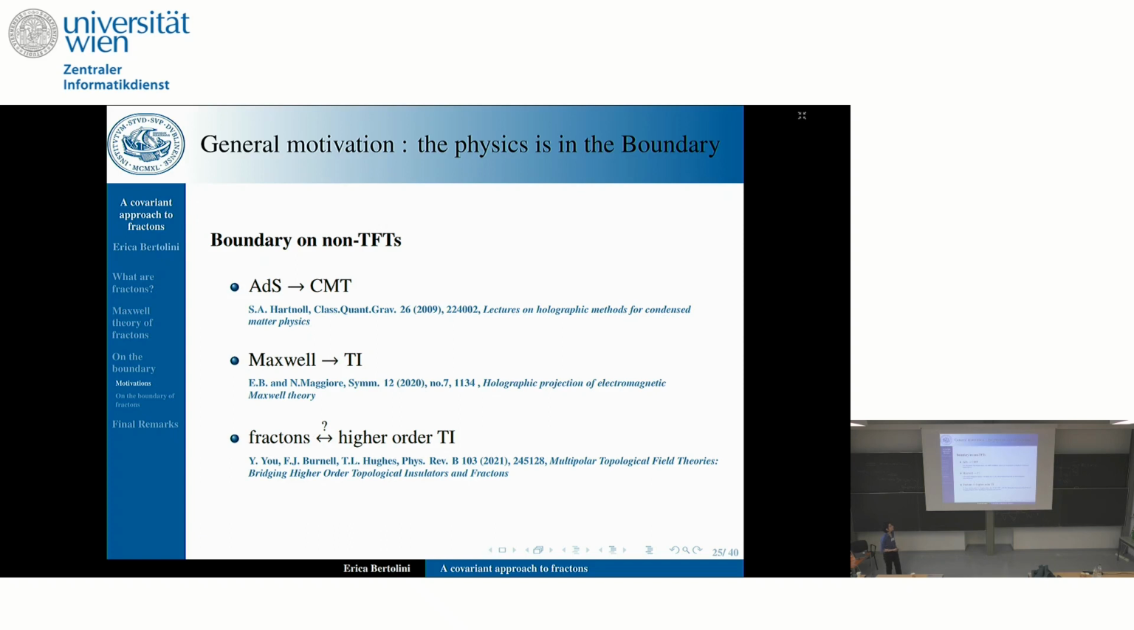So also in the context of non-topological field theories, AdS/CFT has a relation with, for instance, condensed matter theory, together with many other cases, and Maxwell theory with topological insulators. And it seems that also fracton models may have some relation with edge states of higher order topological insulators.